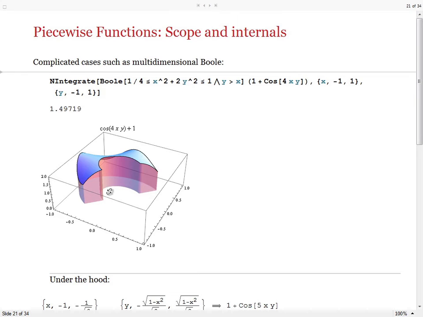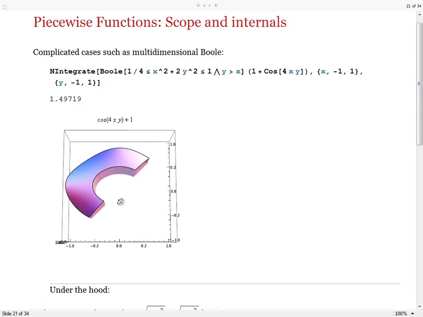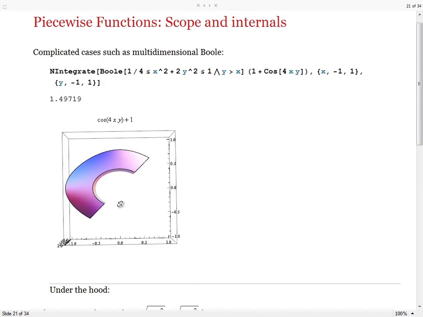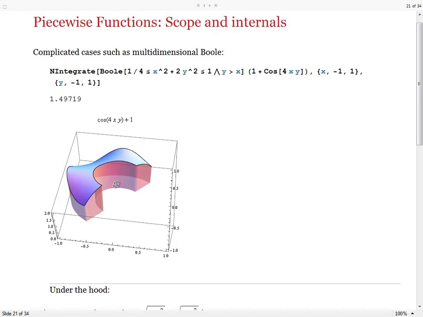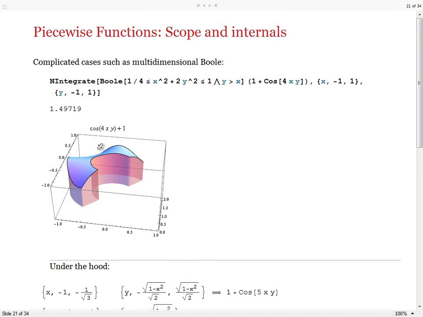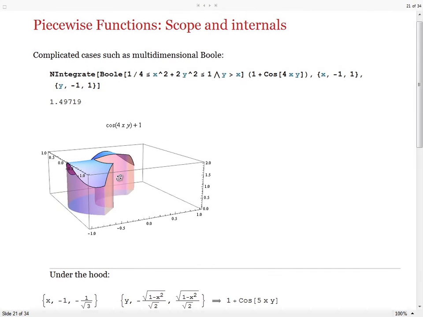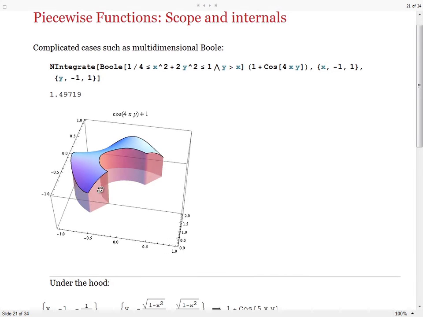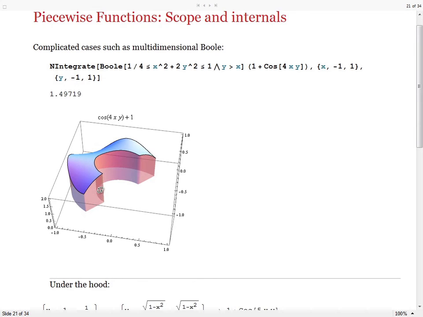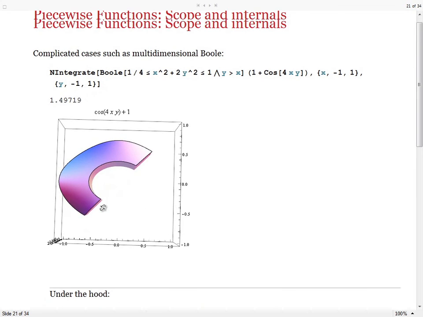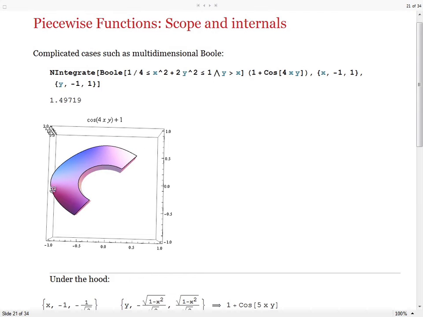The region corresponds to a slice through an elliptical annulus, and the integral computed by NIntegrate, about 1.497, is the volume of the shaded area beneath this plot of the integrand. This integrand is discontinuous at every point on the boundary of the region satisfying the predicate.